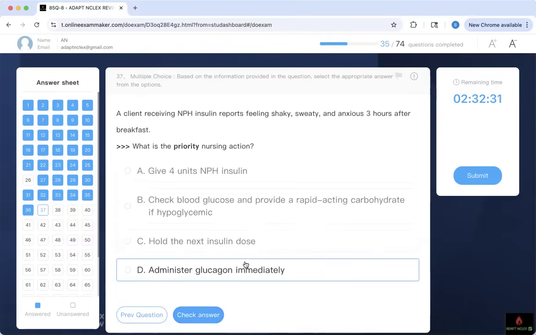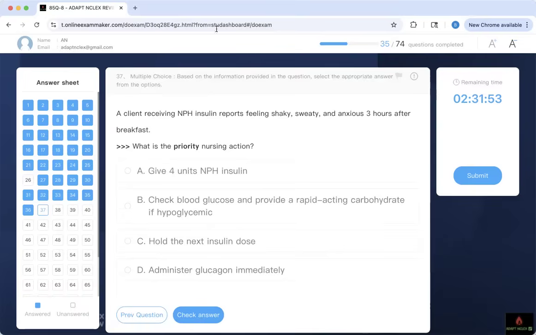A client receiving NPH insulin reported feeling shaky, sweaty, anxious 3 hours after breakfast, right? Receive NPH, patient is shaky, sweaty, anxious after 3 hours. That tells you it's a diabetic patient who is shaky after NPH, after the patient eats. What would you do? Give 4 units of NPH, check blood glucose and provide a rapid-acting carbohydrate if hypoglycemic, or hold the next insulin dose, or administer glucagon immediately.